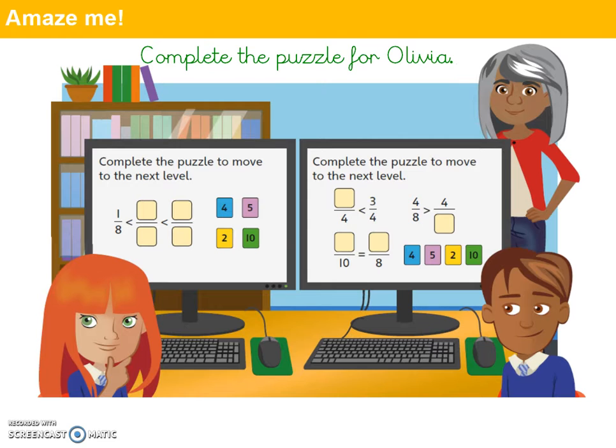Think about your dots method from yesterday. And then we know that the first fraction we have is 1/8. And then the next fraction is going to be using the number cards 4, 5, 2 or 10. And then the third fraction will be using the 2 cards that are left over. So be thinking about what information we have here to help us out.